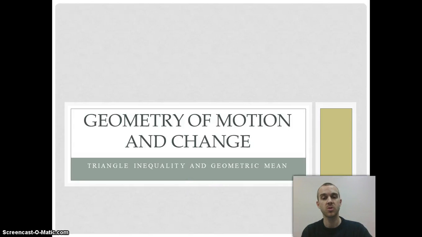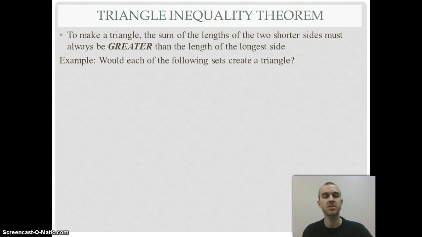In this video, we'll explore triangle inequalities and the geometric mean. Now first, the triangle inequality theorem states that if I take the sum of two of the sides, it always has to be greater than the third side. In essence, what we can look at in a triangle is taking our two shortest sides, and as long as the shortest sides are longer than the third side, then we can always make a triangle.